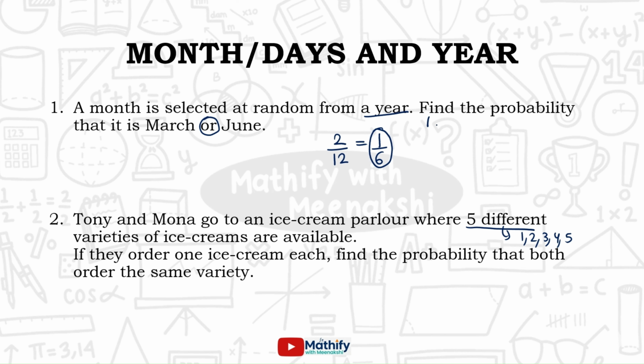So if Tony orders 1, we have possibilities for Mona, 1, 2, 3, 4, 5. She can take any one. If Tony selects 2, then again possibilities for Mona, 1, 2, 3, 4, 5. And then again, if Tony selects 3, possibilities for Mona, again 1, 2, 3, 4, 5.